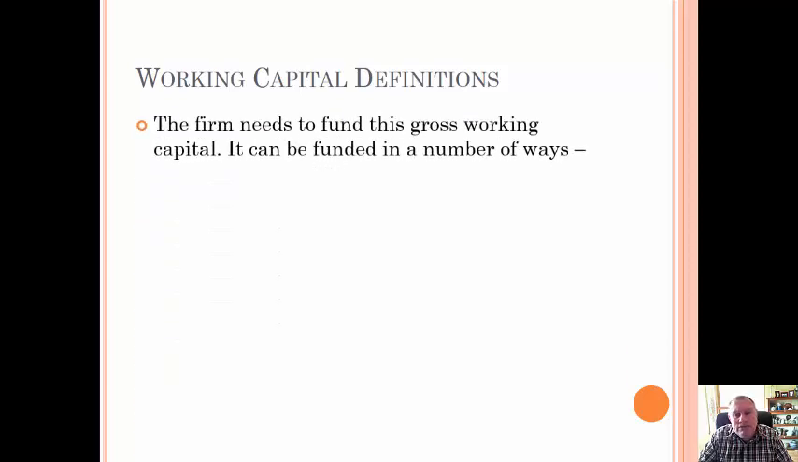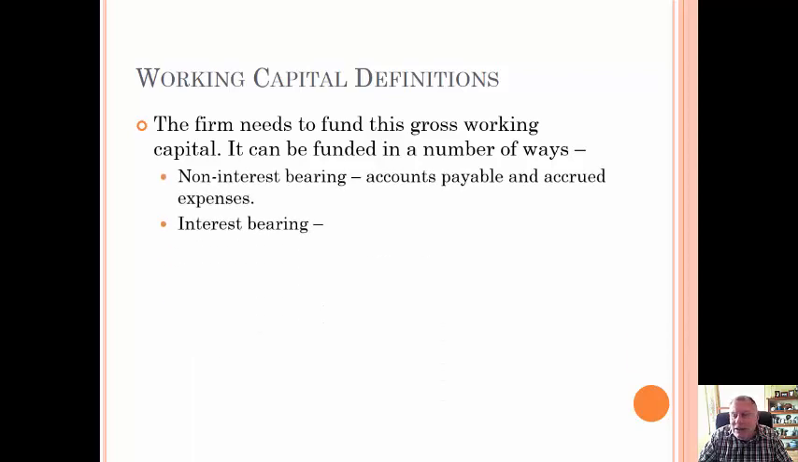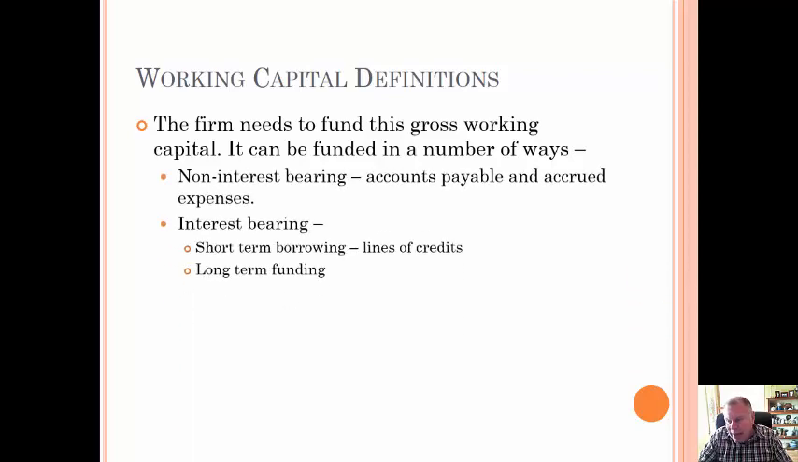Now we have this gross working capital, and the company needs to fund it. And by funding it, I mean if you have assets, remember debits and credits, don't forget debits and credits, if you have this $1,360,000 in assets on Geneseo Coffee Company, the firm needs to fund that. It means there needs to be a liability to support that. It can be funded in a number of ways. One, non-interest bearing, and that's accounts payable and accrued expenses. So that's not costing us any interest.